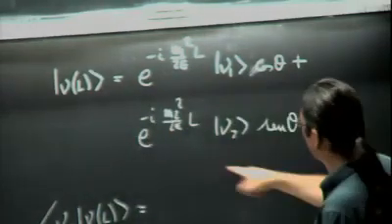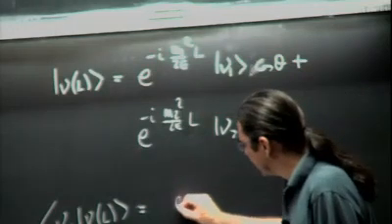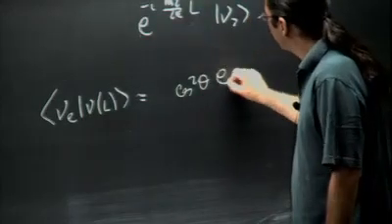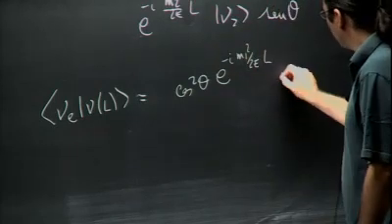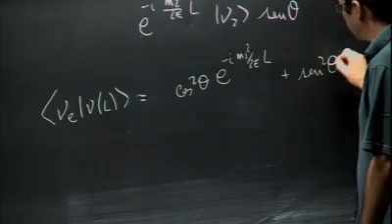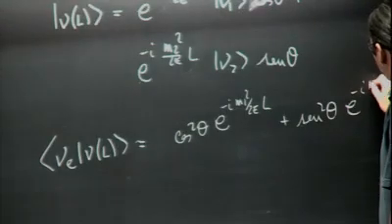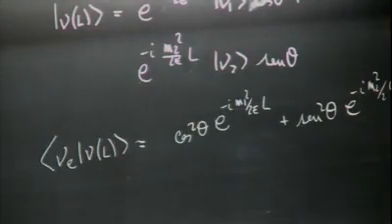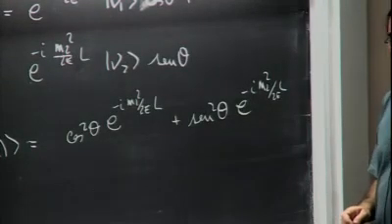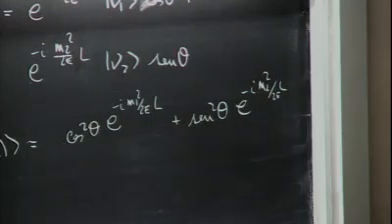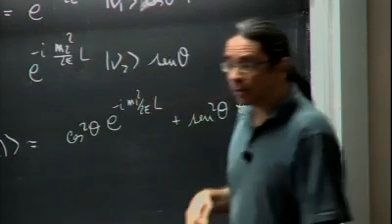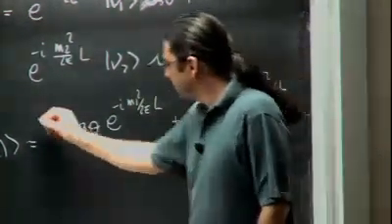So I can calculate this bracket here. I get something that goes like cosine squared theta e to the minus i m1 squared over 2E times L, plus sine squared theta e to the minus i m2 squared over 2E times L. So this is the amplitude for having an electron neutrino be born somewhere, propagate some distance L, and then be detected as an electron neutrino. So the probability is this thing squared.